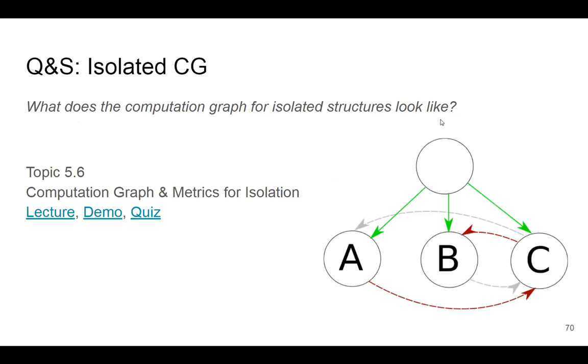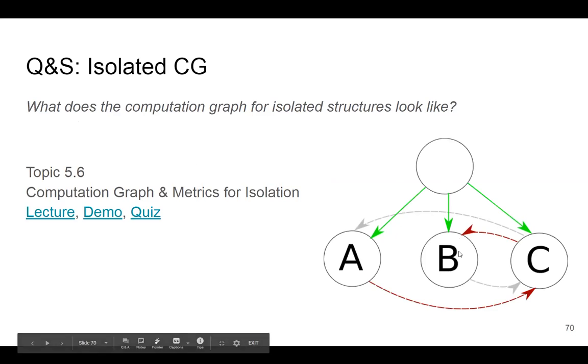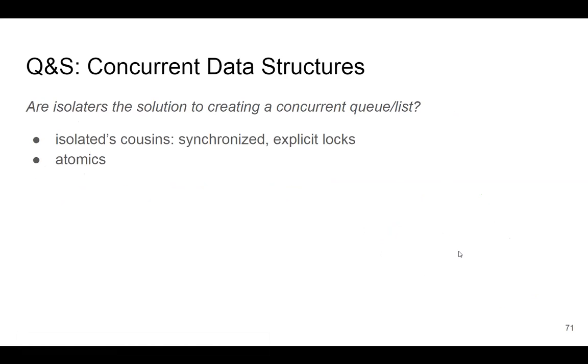Someone asked about the computation graph, and what it looks like. We're going to cover that a little later, but essentially the computation graph has options that could possibly happen, but then plays out in one particular way. And that's how you figure that out.